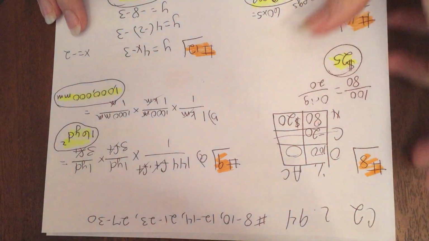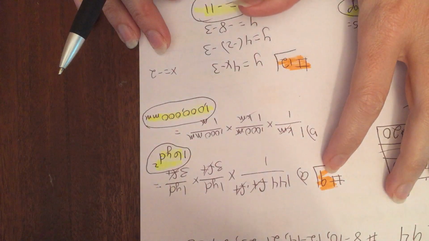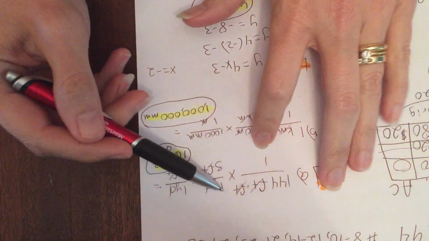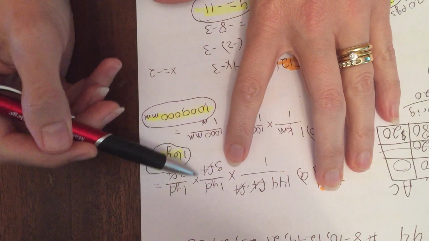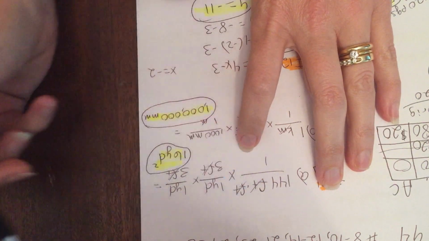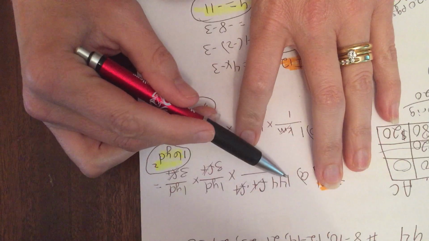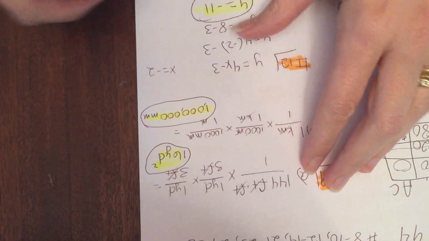Number 9, this is our unit multiplier problem. They want us to convert 144 square feet to square yards. So I used my first unit multiplier as 1 yard over 3 feet times 1 yard over 3 feet again. That allowed me to get rid of all my feet, and I'm left with yard times yard, which is yard squared. 144 divided by 9 is 16 square yards.